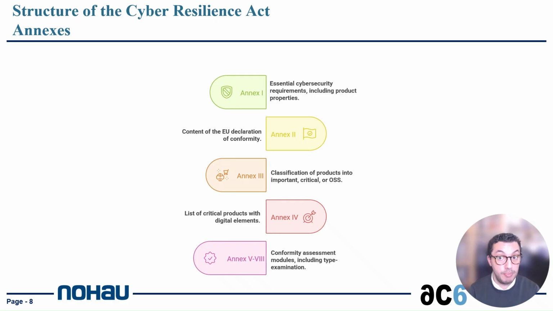Annex 3 explains how products are classified, important, critical, or OSS stewards, and these classifications will affect which conformity route you must follow. The Annex 4 lists the critical products with digital elements that automatically fall into higher scrutiny, and the Annex 5 and Annex 7, they define the conformity assessment modules, basically the different paths manufacturers can use to demonstrate compliance, including third-party involvement for some categories. So together, all these annexes, they form the structure that guides both engineering work and the compliance process.